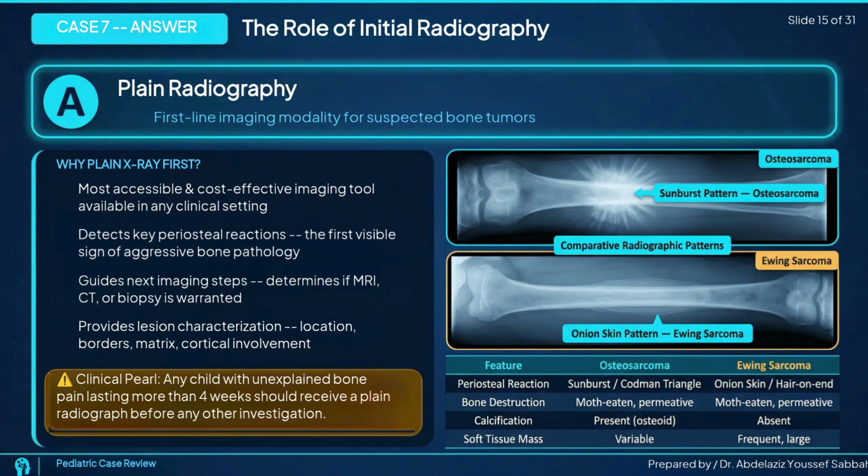It guides next imaging steps by determining whether magnetic resonance imaging, computed tomography, or biopsy is warranted. It provides lesion characterization including location, borders, matrix, and cortical involvement. Radiographic patterns to recognize include sunburst pattern and Codman triangle for osteosarcoma and onion skin or hair-on-end pattern for Ewing sarcoma. Osteosarcoma shows moth-eaten bone destruction with present osteoid calcification. Ewing sarcoma shows moth-eaten destruction with absent calcification and frequent large soft tissue masses. Any child with unexplained bone pain lasting more than 4 weeks should receive a plain radiograph before any other investigation.